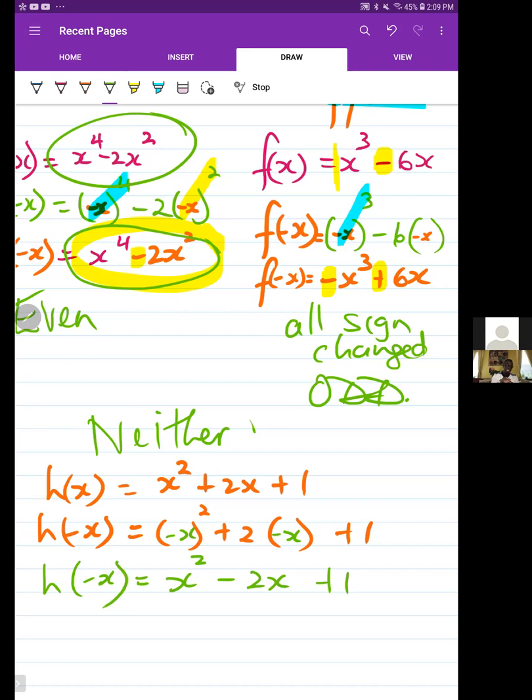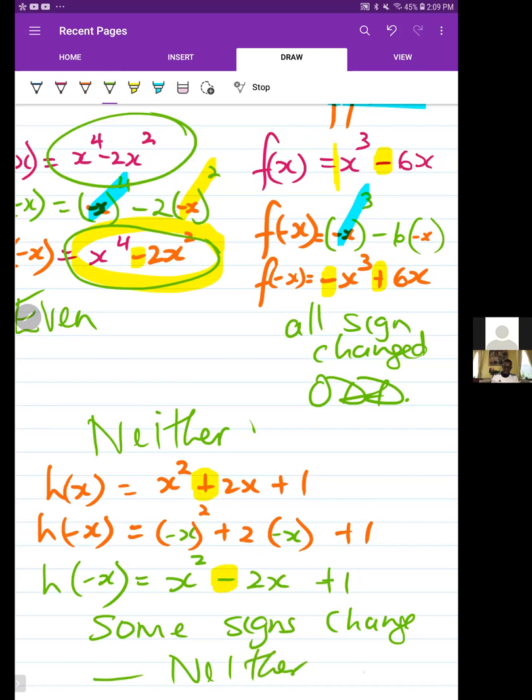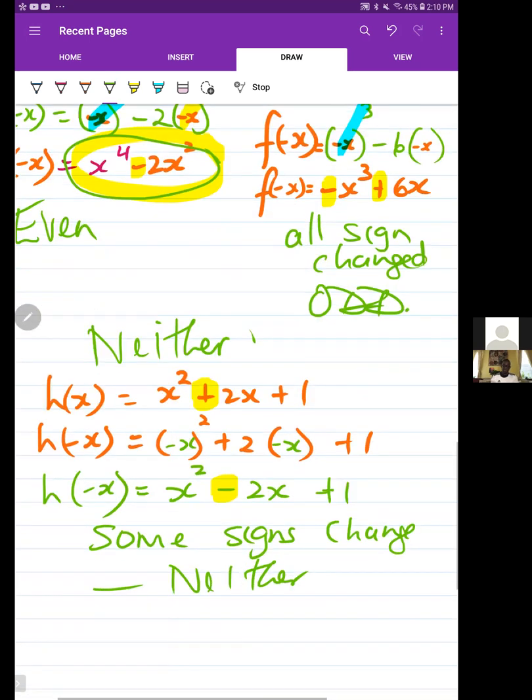So what happened? Did all our signs change? No. Did they all remain the same? No. This was a positive 2x and that's now a negative 2x, and that's the only change. So when some signs change, that confirms that it is neither an odd nor even function.